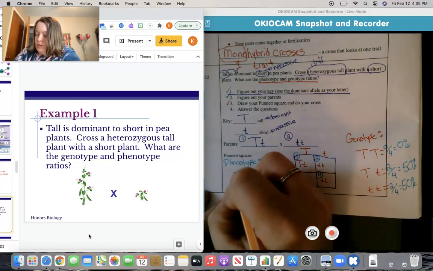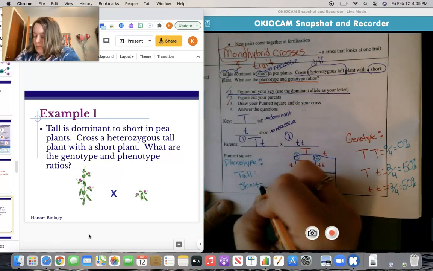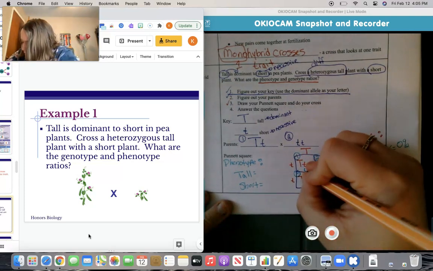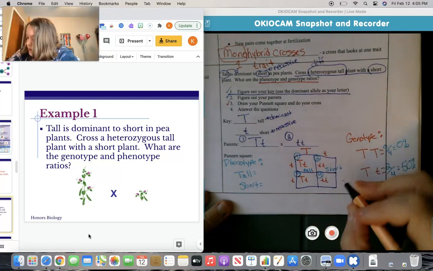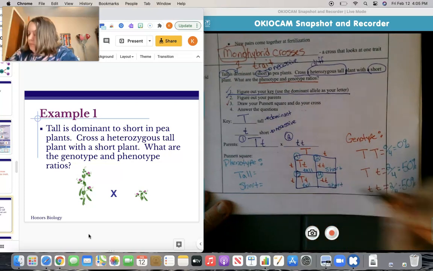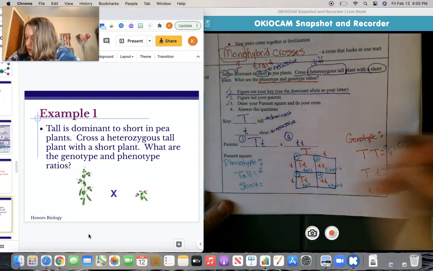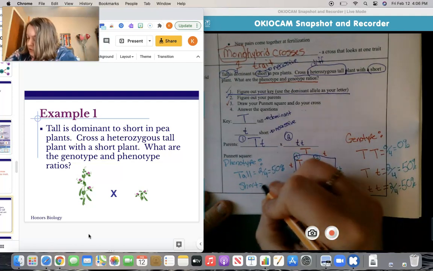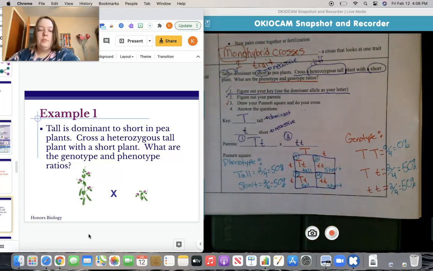Phenotype is what they look like. These ones can either be tall or short. Remember, big T means tall. Big T, this one is tall. That one is short because there's no big T. This one has a big T, so it's tall. This one, short, because there's no big T. In this case, 2 out of my 4 are tall. That's 50% chance they're going to be tall. 2 out of 4 are short, so that's another 50% chance that these offspring are going to be short.